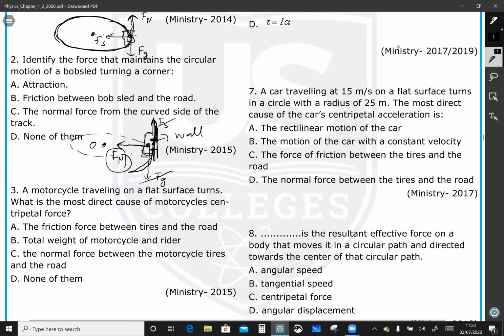So, identify the force that maintains circular motion of the bobsled during turning a corner. We are going to look for the force which is pointing to the center of the circular path. Attraction of what? This is unclear. Friction between the bobsled and the road? No, friction is parallel to the surface, and as the bobsled is turning the corner, it's on a vertical surface. That's why the friction force must be vertical, not this. Normal force from the curved side of the track? Yes, normal force from the curved side of the track is the correct answer.